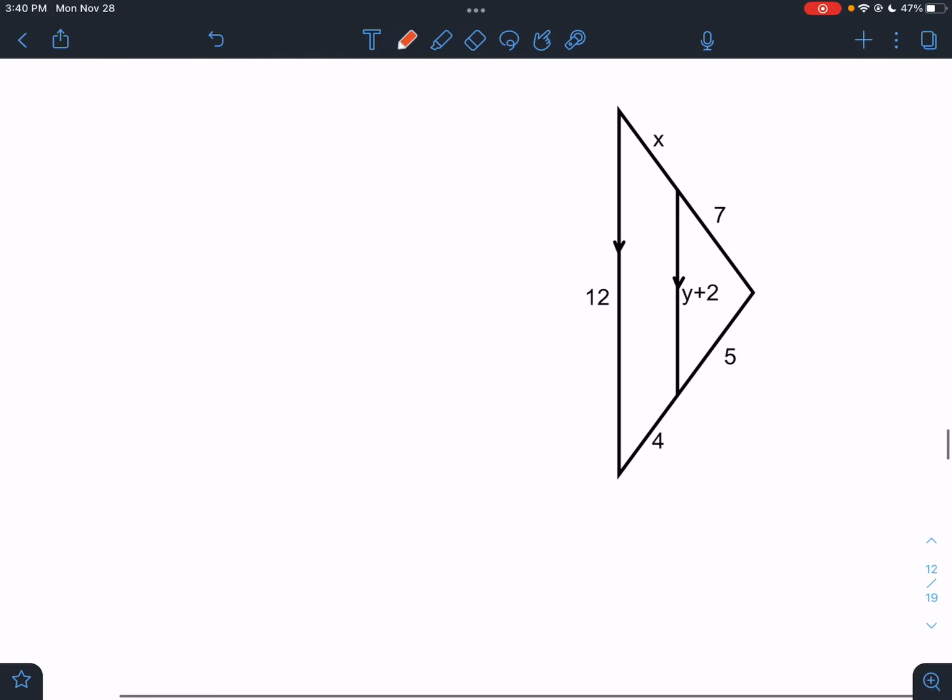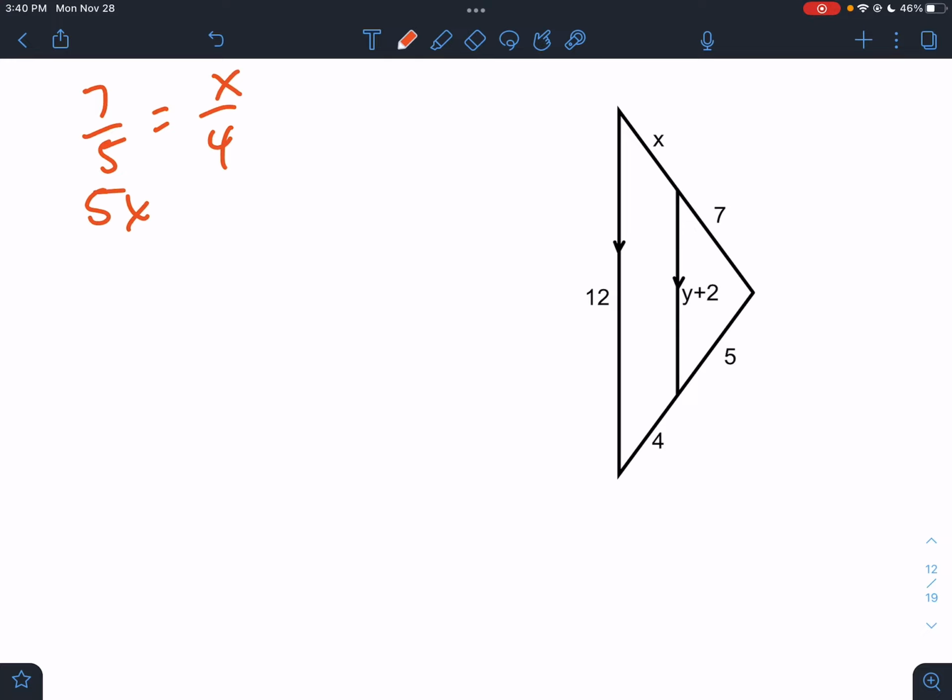So what would be our setups here? First, let's use parallel lines. We know that 7 over 5 has to equal x over 4. Nothing reduces, so 5x equals 28. We know that x is 28 fifths.